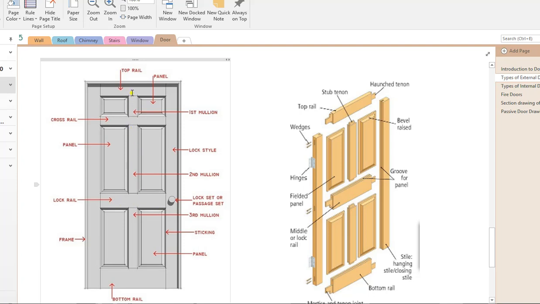Now the center piece of timber going down through the door is called the mullion. Now this here is the first, this small piece of wood here is the second, and this is the third. So they're done in sections.